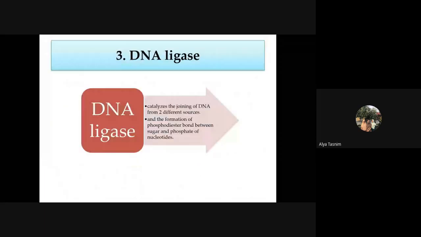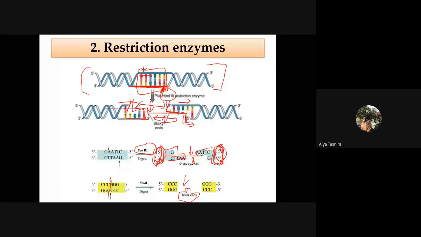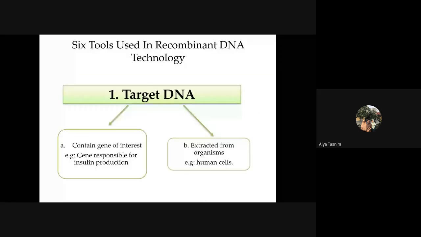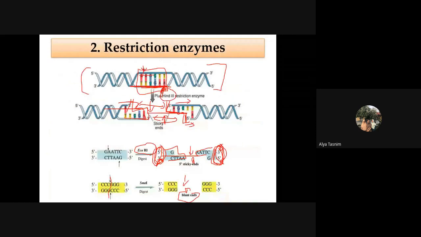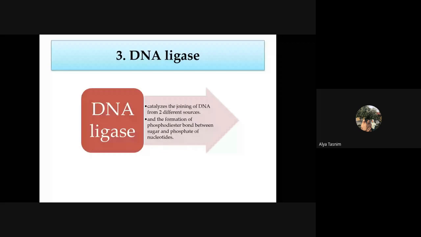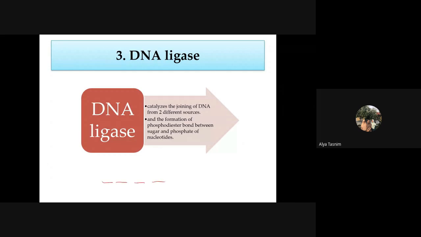Okay, so next. What do we have so far? First, you have to have the target DNA. In order to get the target DNA, you have to know the sequence of the gene. Then you need a restriction enzyme. Next is DNA ligase. We already learned this during DNA replication. The function of DNA ligase is to join the Okazaki fragments into a continuous lagging strand. So the function of DNA ligase is to join fragments of DNA.